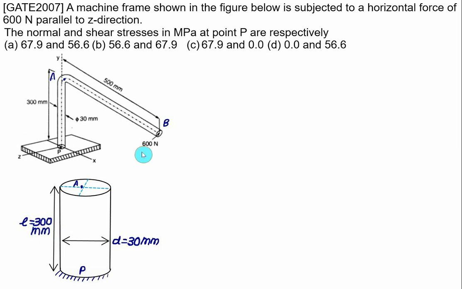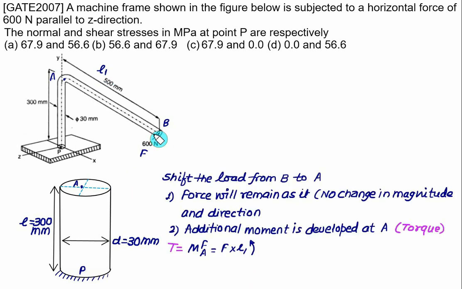Let's call this force F, and we have this length equal to L1. When the force is shifted from point B to point A, the force will remain the same as it is. So you have to show the same value of the force along the Z direction. This will be the same force, F equal to 600 Newton. And this force at point A will make a moment, that will be the torque.